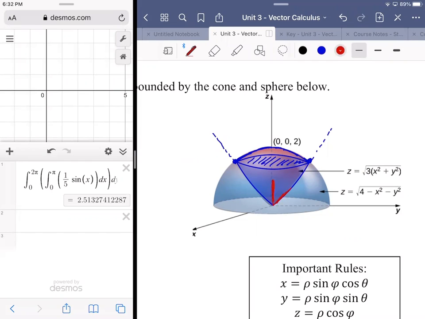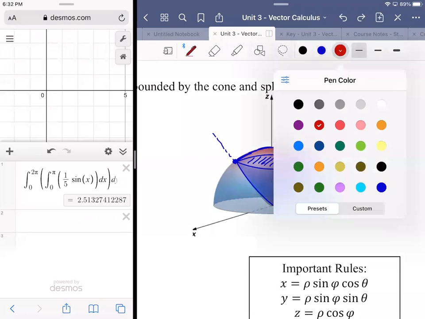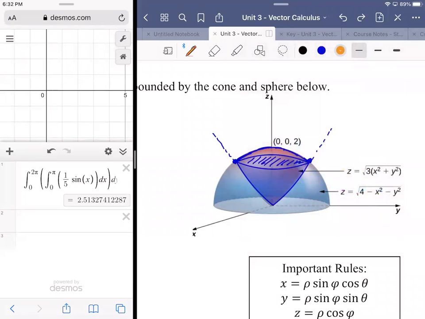All right, we know it starts off at 0 in terms of phi, but we don't know what the extent is. We don't know how far out it's going to go. So we would want to figure out what this angle is.